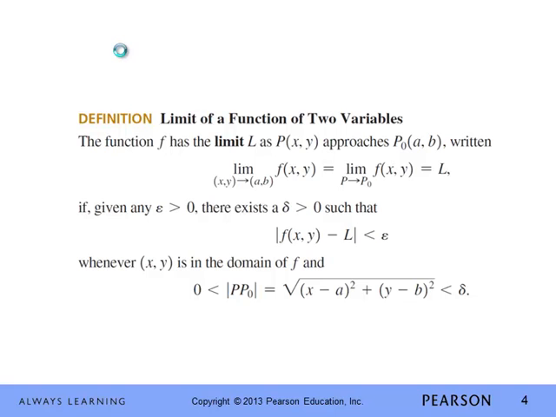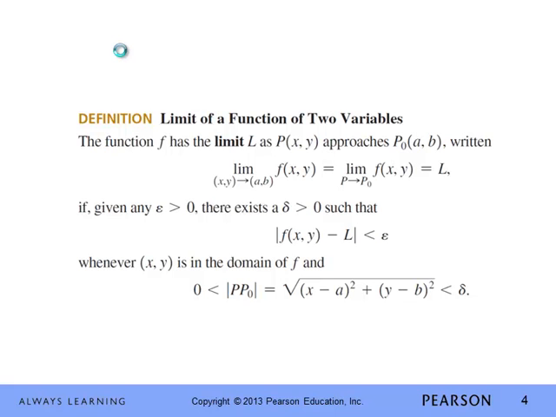That means that for all epsilon greater than 0, there exists a delta such that your functional value, f of x, y, minus L, so the distance between f of x, y and the actual limit, that difference is less than epsilon whenever you are within the delta neighborhood of the domain. That's really what this says right here.